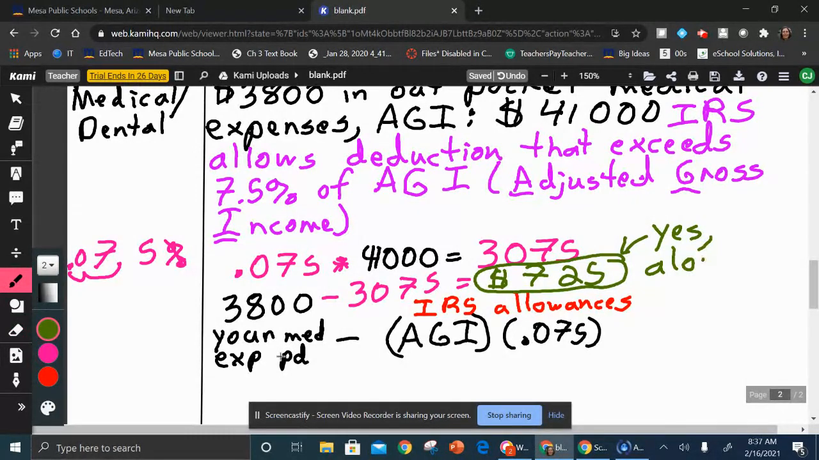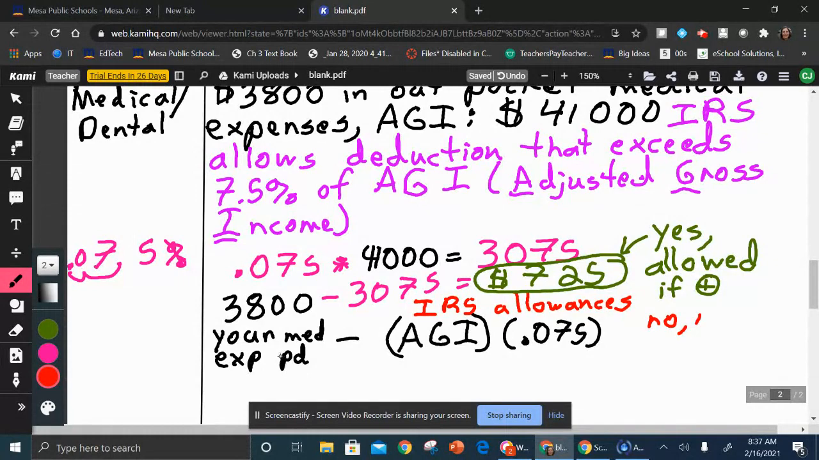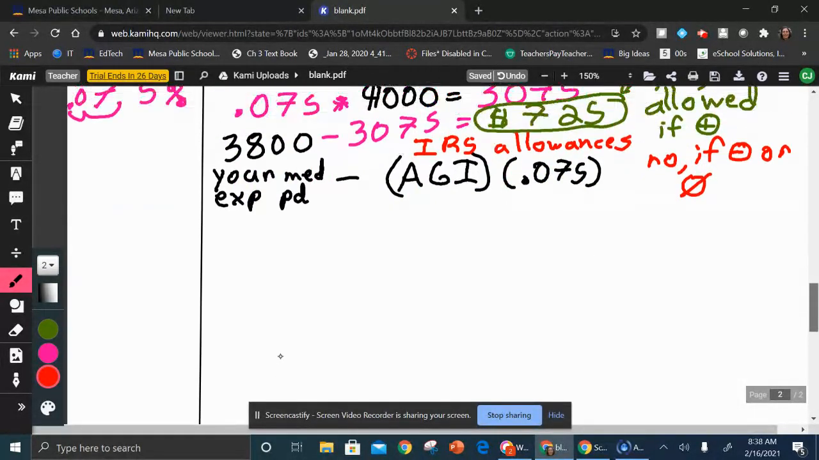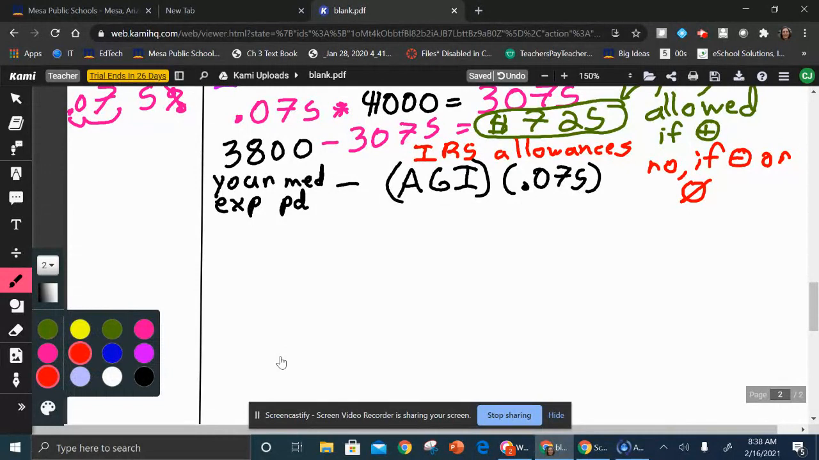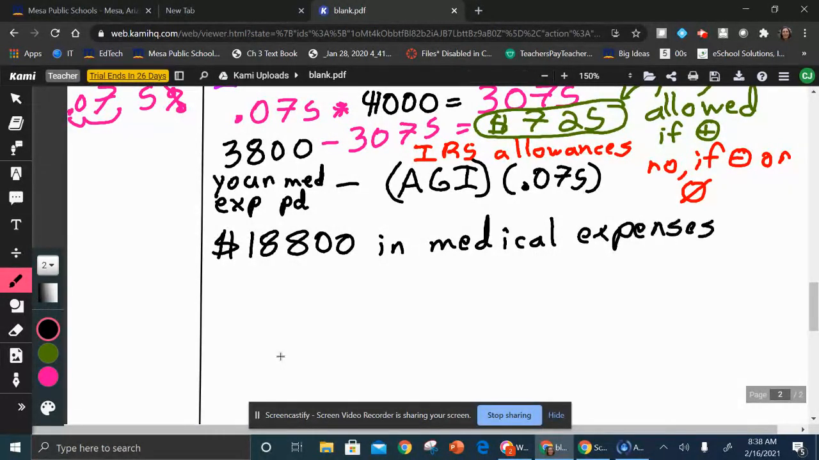Everybody, if it's a positive number, okay, so everybody know if negative or 0. Okay. Okay, so let's look at another example. Okay, so let's say everybody, you had $18,800 in medical expenses. And when you do this, you can add them together for your whole family, as long as they're being claimed as dependents.